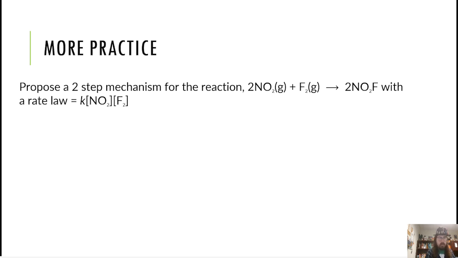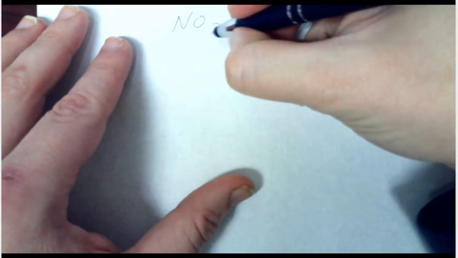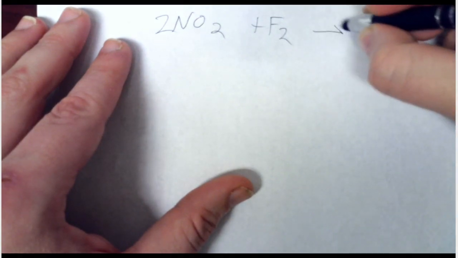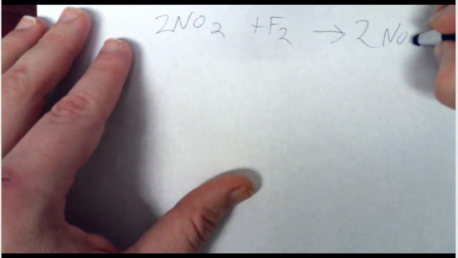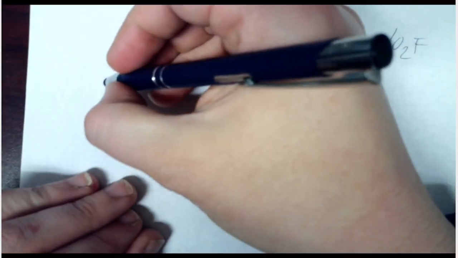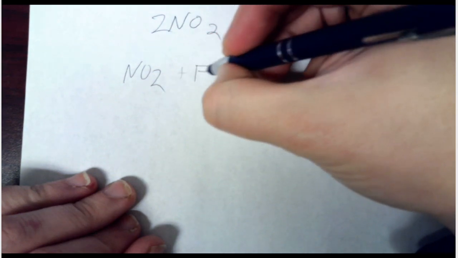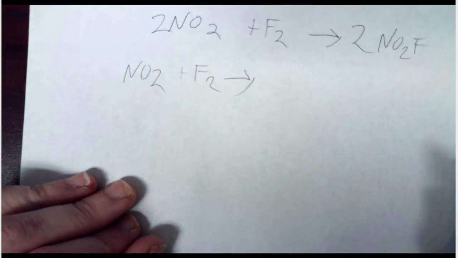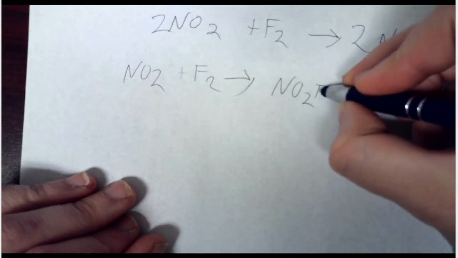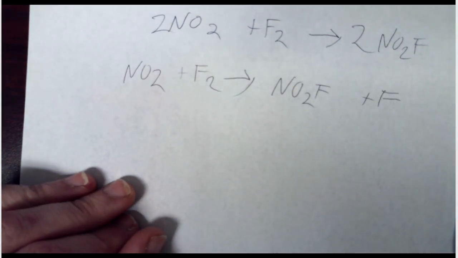So looking at this quickly, NO2, 2 of these, and F2 goes to 2 NO2F. We don't have to know exactly what's going on, just that the rate determining step is NO2 and F2. The mechanism is probably something like this: you form one equivalent of NO2F and F. That's probably the simplest thing.